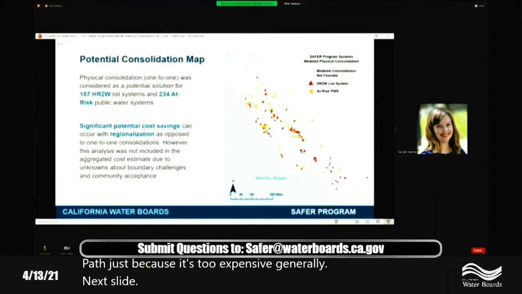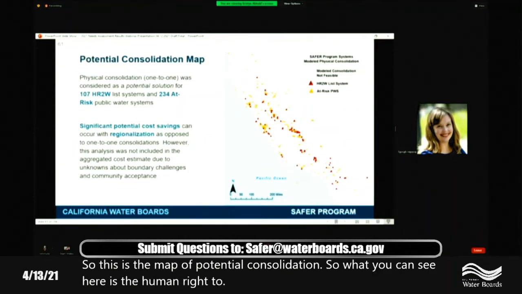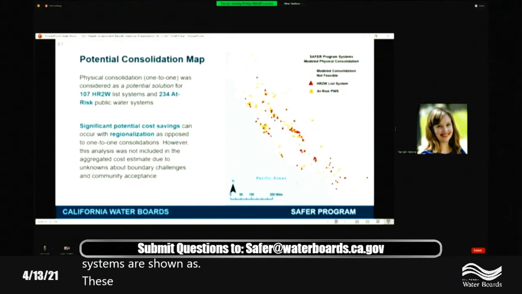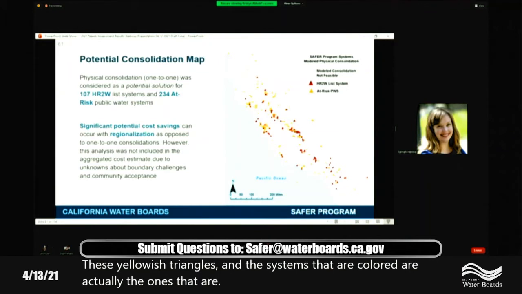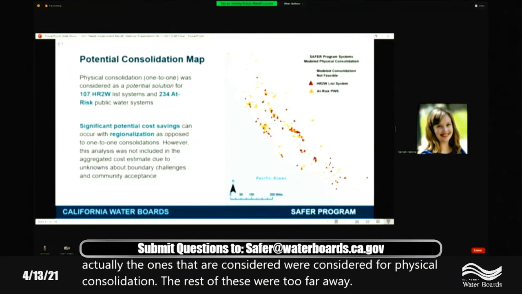So this is the map of potential consolidation. What you can see here is the human right to water systems in this reddish color, and the at-risk public water systems shown as these yellowish triangles. The systems that are colored are actually the ones that were considered for physical consolidation. The rest of these were too far away from a larger system to be considered.